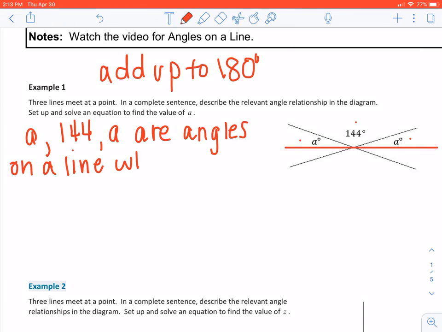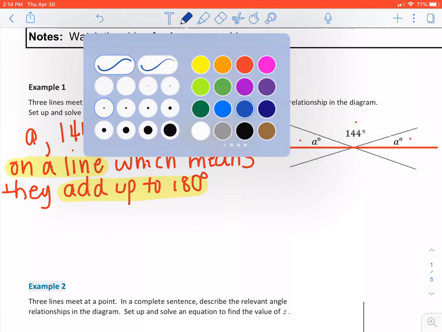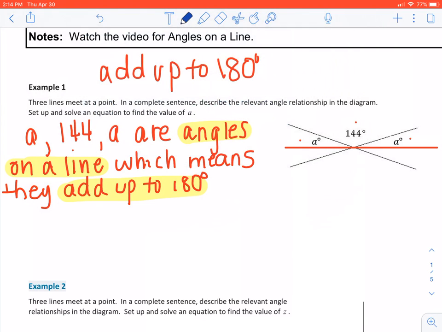and we're going to write which means they add up to 180 degrees. So here's our sentence. It just tells us what angles we're talking about. The vocabulary word that we have is angles on a line, and then we just write what that means. That means they add up to 180. So there's our sentence.